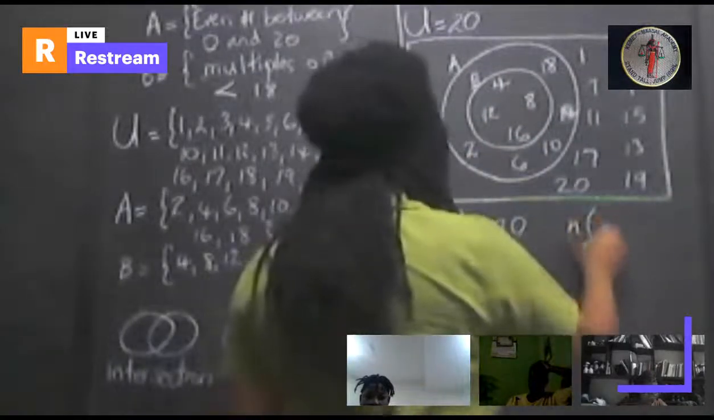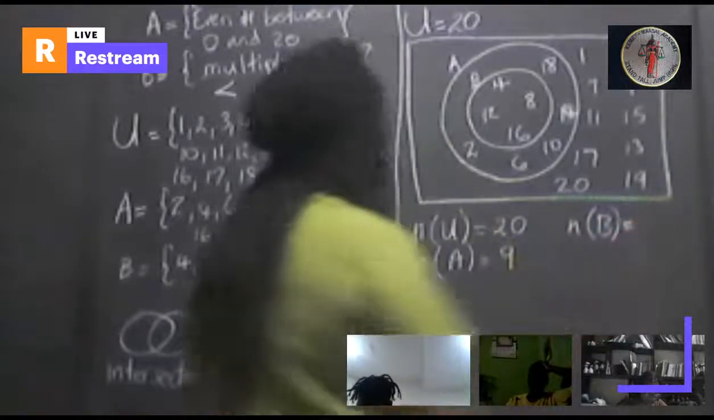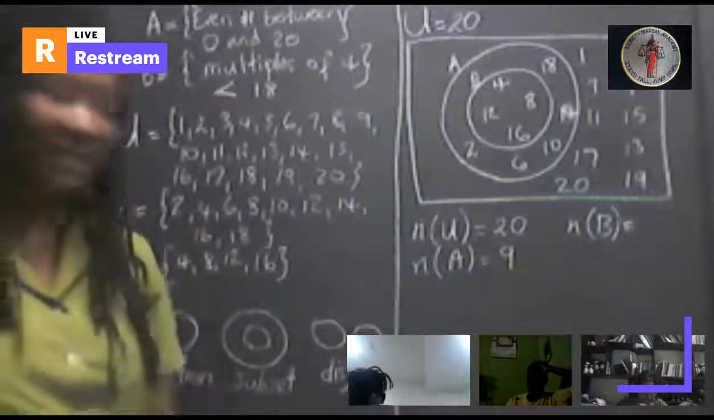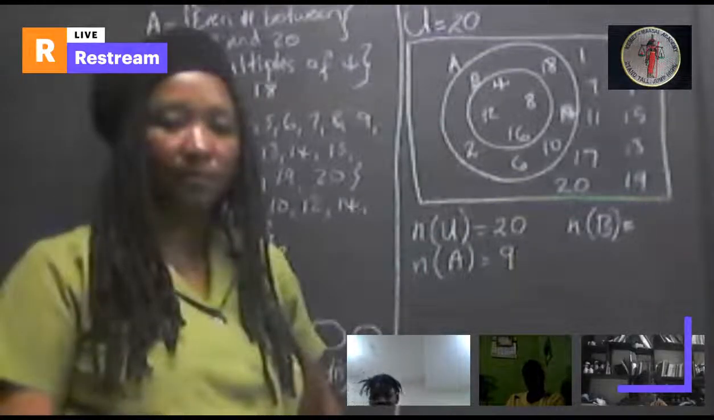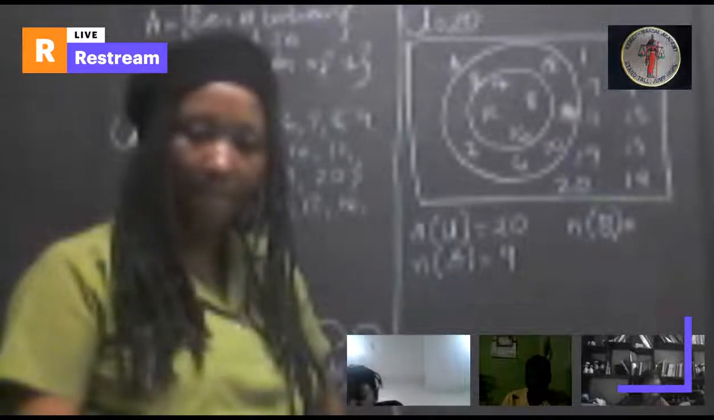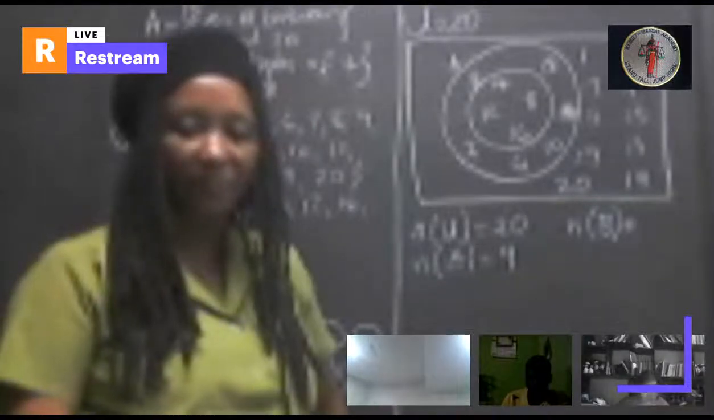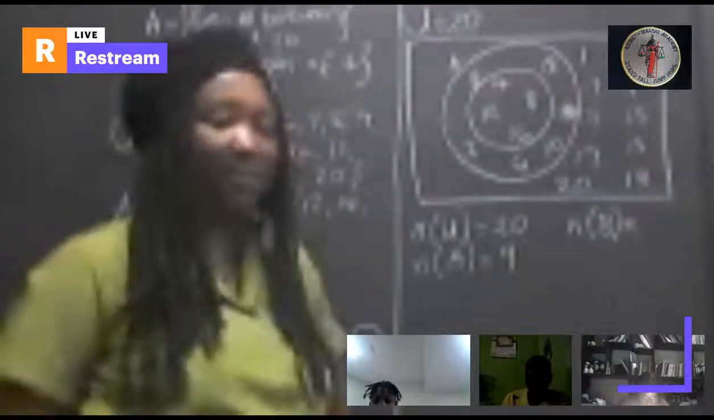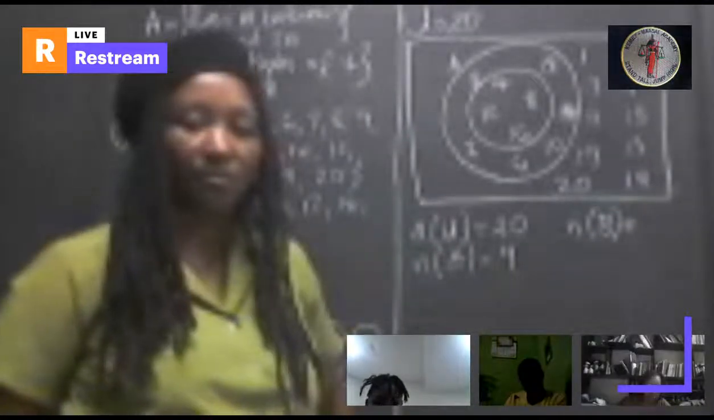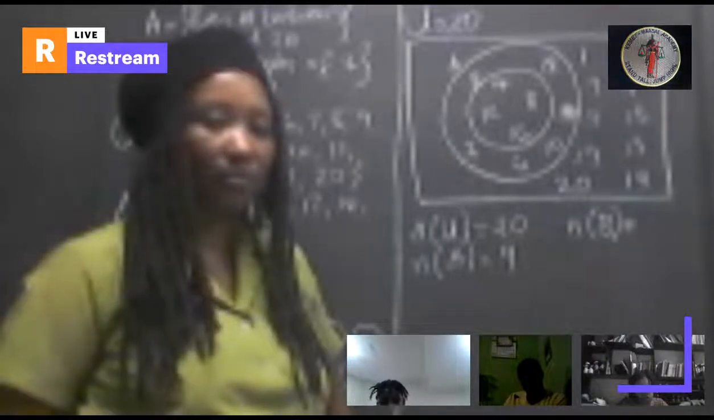What's the number in B? The number of elements in set B. How many elements are in B? Miss, 4.